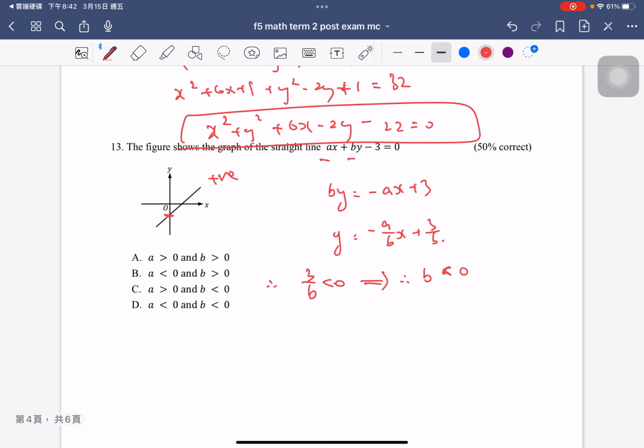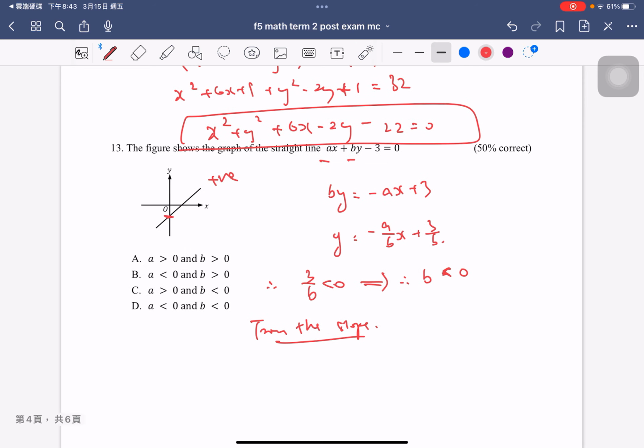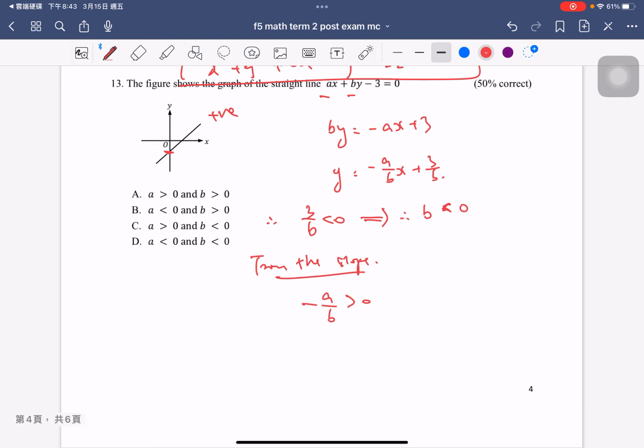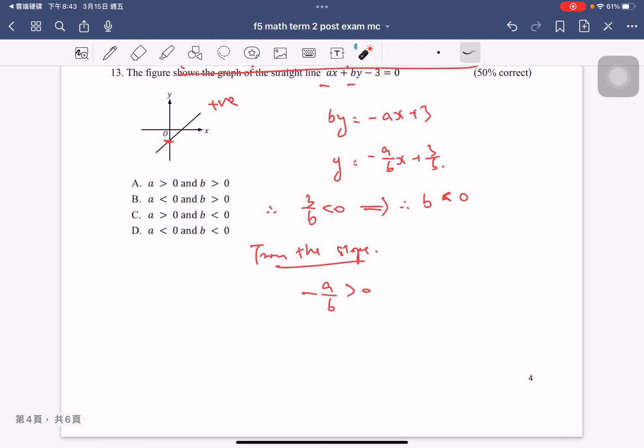So let's talk about the slope. From the graph we can see that the slope is positive, so the slope, negative a over b, is going to be greater than 0, because you can see from here it's actually going up. Now there's a negative, and I divide to the right, so I need to change the sign. So I have a over b is smaller than 0.